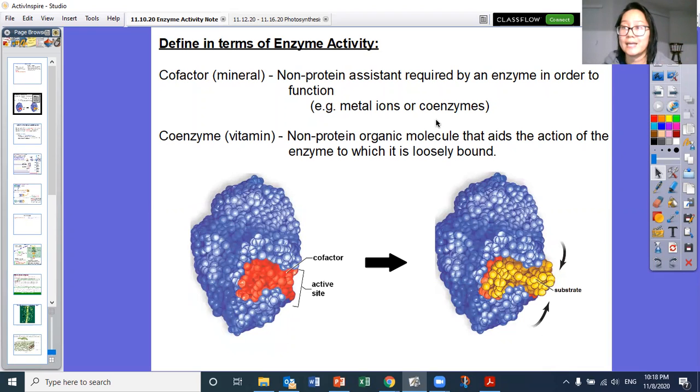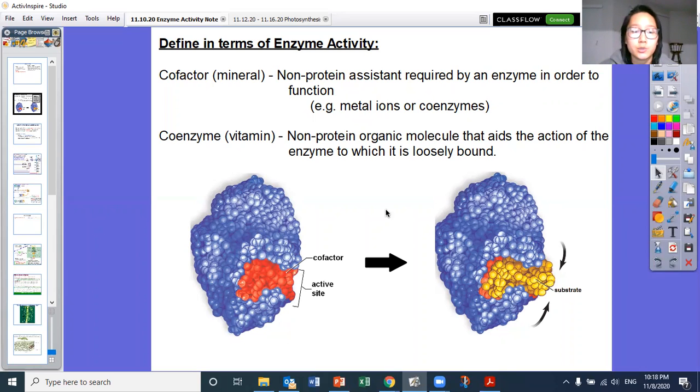Vitamins are organic. That means they have carbon or hydrogen or oxygen inside of their chemical component, but they're still not a protein. So they can be in the category of a carbohydrate or they can be in the category of a lipid. And they are a molecule that aids in the action of the enzyme. And again, it's when it's bound to the enzyme.